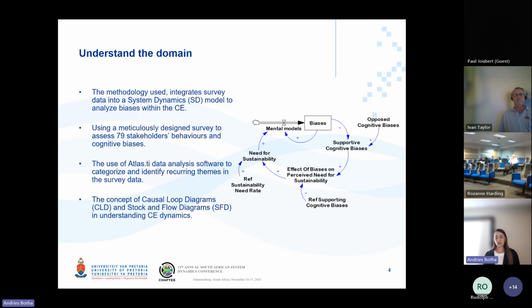We collected and analyzed the data using Atlas.ti, and this allowed us to identify all the recurring themes and the patterns within the data that we collected. These patterns and themes were then coded into the system dynamics model, and we used that as the quantification, as the actual data used in the model. So I'm just quickly going to try and explain the model to you before we get to the simulation results. I'm going to spend as much time as we have.